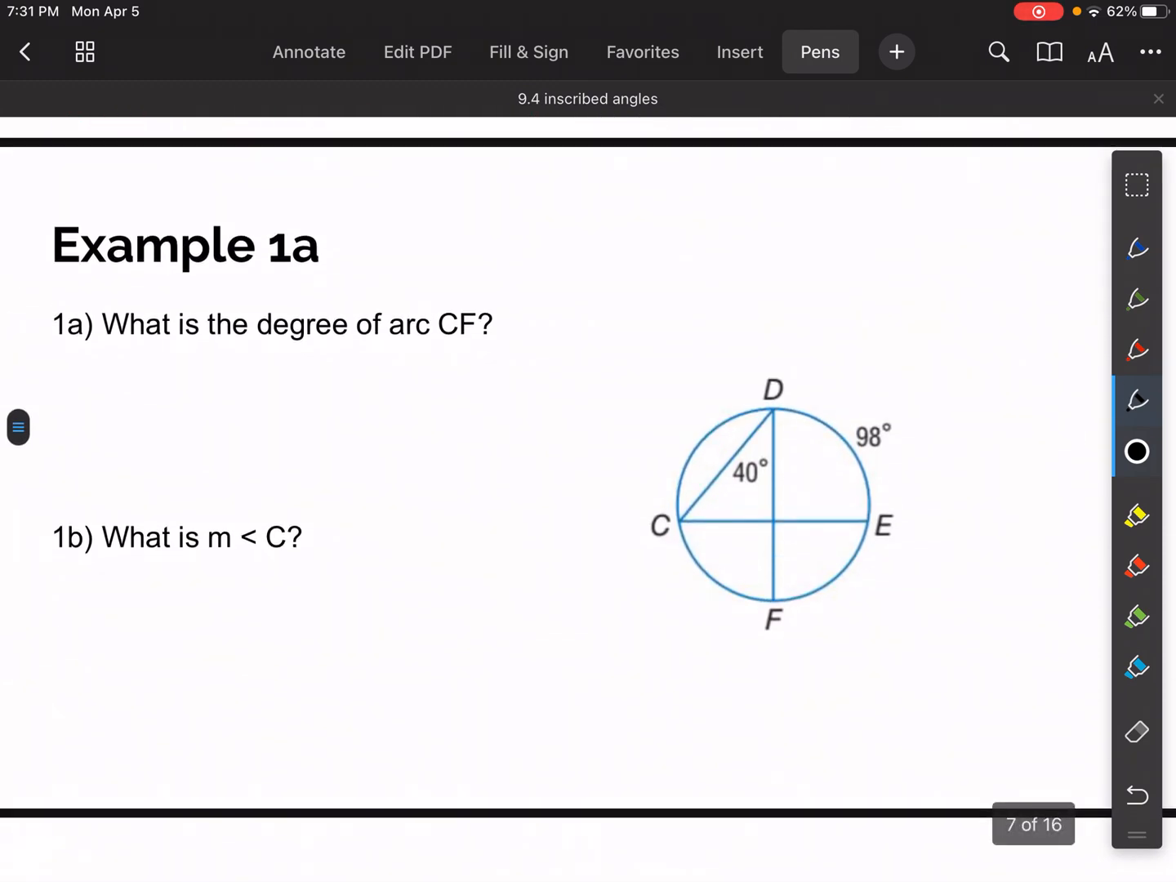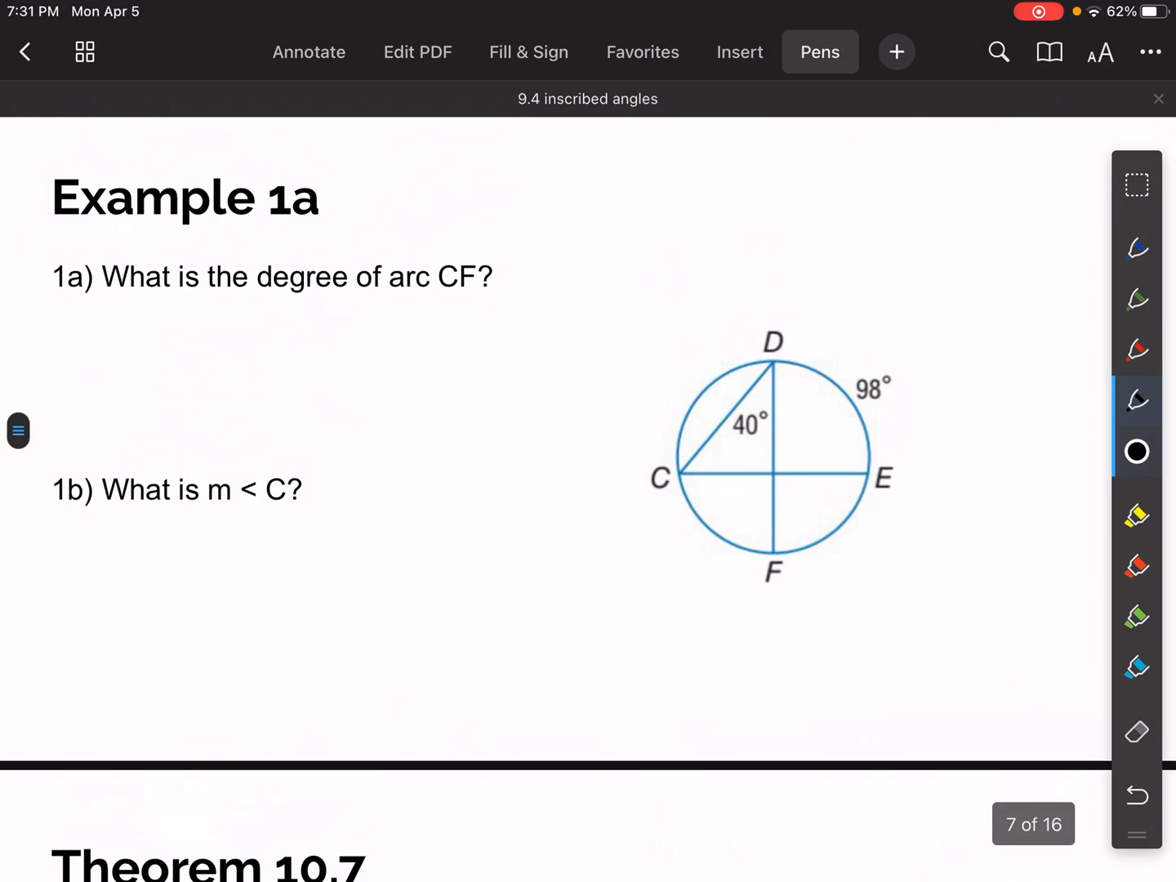Okay, so example 1 says, what is the degree of arc CF? So that's this guy in yellow right here. If we know that that inscribed angle is 40, right? So this angle here is 40. We know that since that's inscribed, this would have to be double that, right? Which would be 80. So this would be 80 degrees.